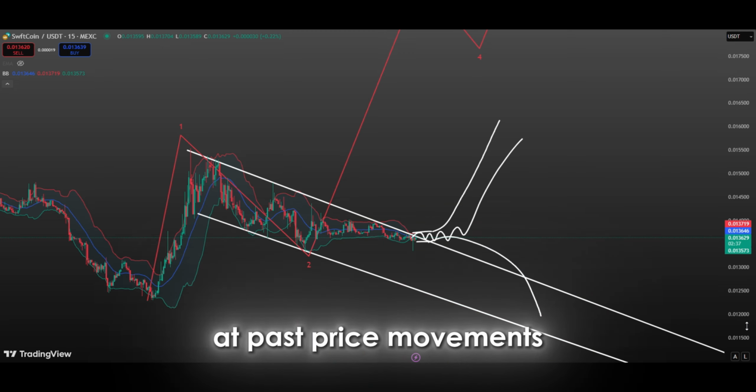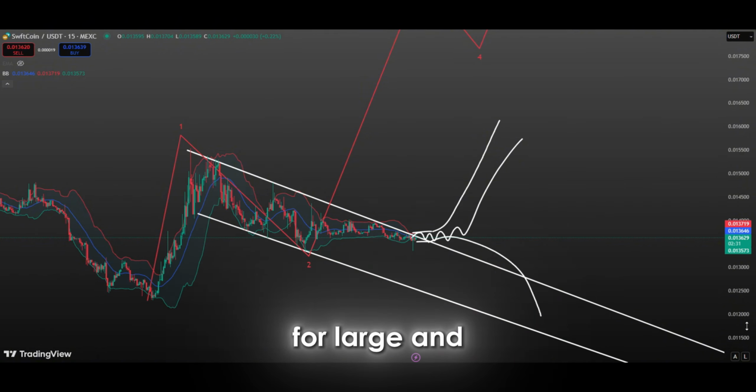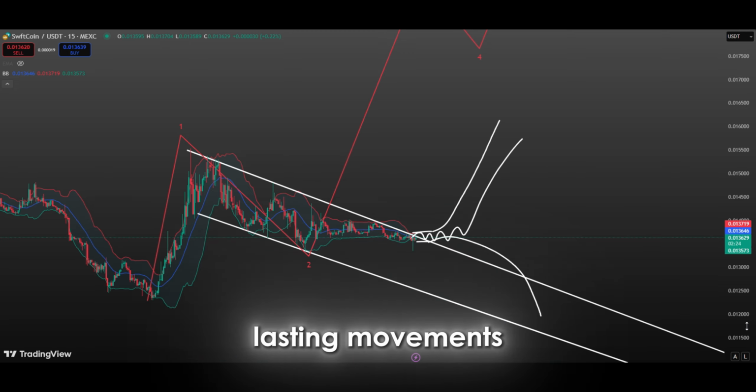Additionally, when we look at past price movements during periods of extremely narrow bands, we often see that such compressions set the stage for large and rapid price changes. Especially breakouts in the direction of the prevailing trend tend to produce more stable and lasting movements.